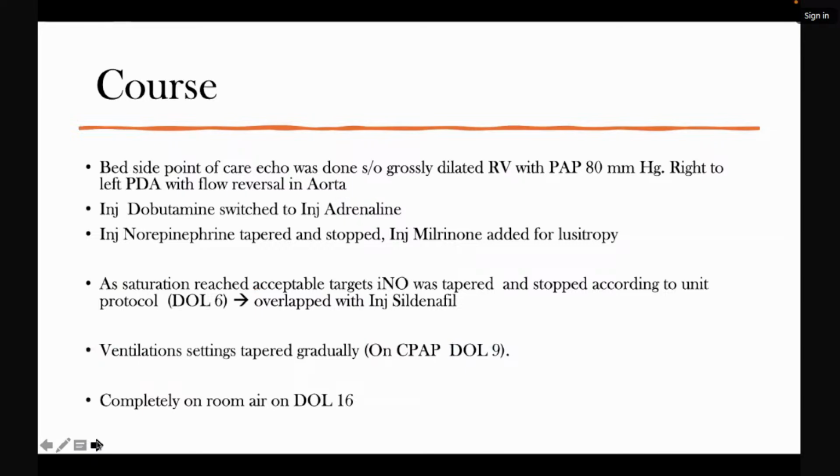So the bedside echo was performed, suggestive of a grossly dilated RV, as we've discussed. Injection Dobutamine was switched to injection Adrenaline for the inotropy. Injection Nor-Epi was tapered and stopped, and Milrinone was added for lusitropy and afterload reduction. As the saturation reached acceptable targets, eventually within 24 to 48 hours, INO was stopped as per unit protocol. Ventilation settings were tapered gradually, and the child was extubated by day of life 6.